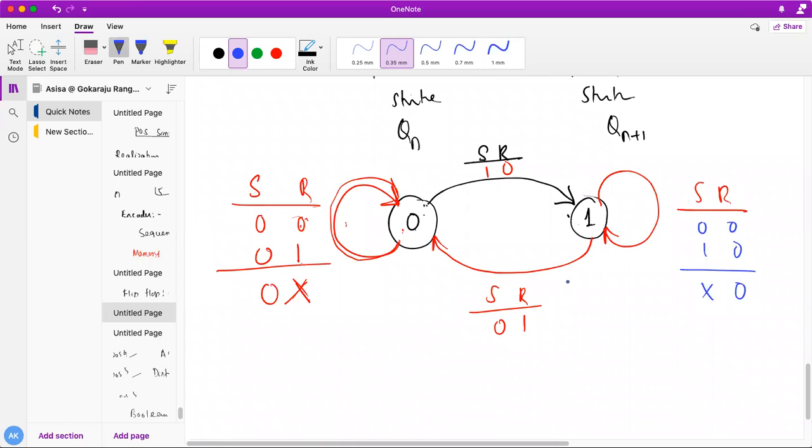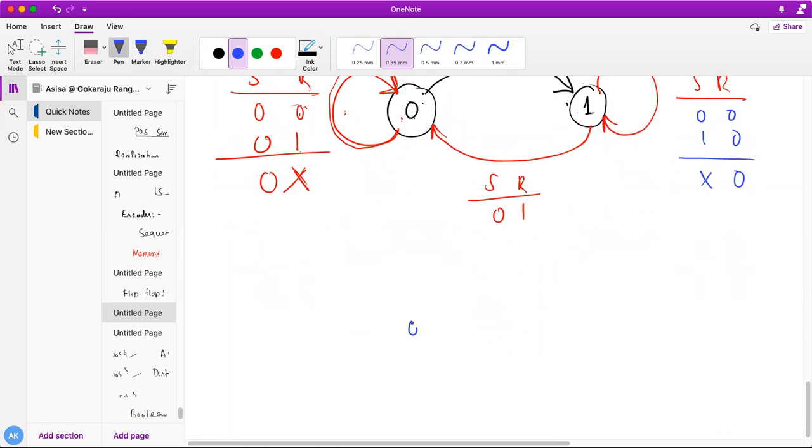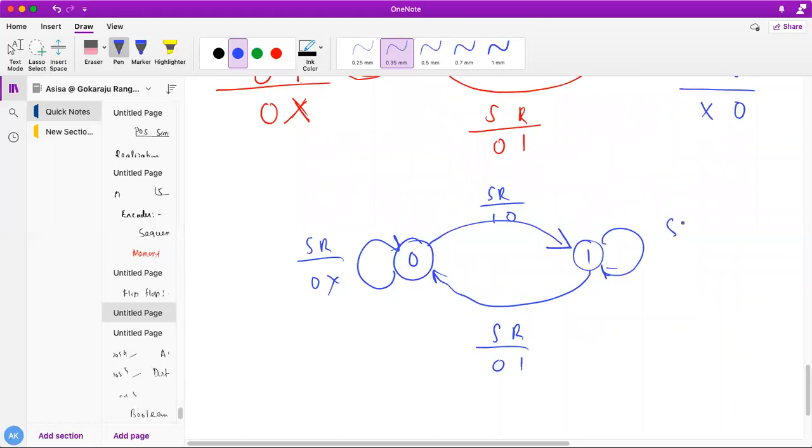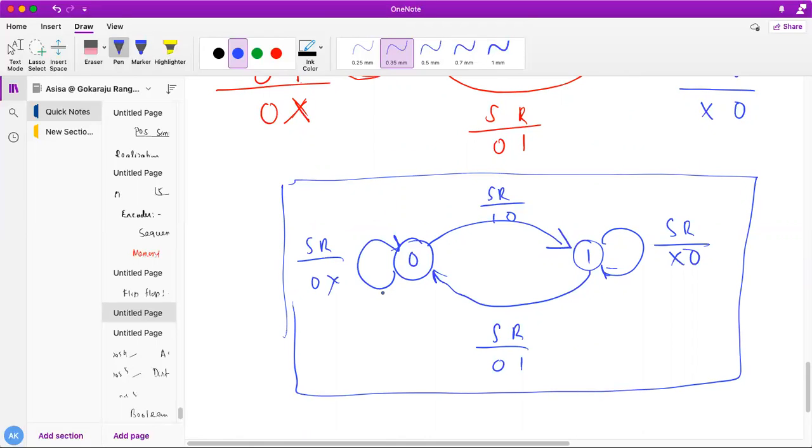So what is my state diagram? My state diagram is the representation of the state transition from present state to the next state in the presence of the external input. So during 0 to 1 my SR is 1 0. During 1 to 0 state transition my SR is 0 1. During 0 to 0 transition my SR is 0 don't care. During 1 to 1 transition my SR value is don't care 0. Do you all understand? This is my state diagram of the SR flip flop, showing how the state transition happens from present state to next state. Always there will be two states of the flip flop. The two states are nothing else but 0 and 1.